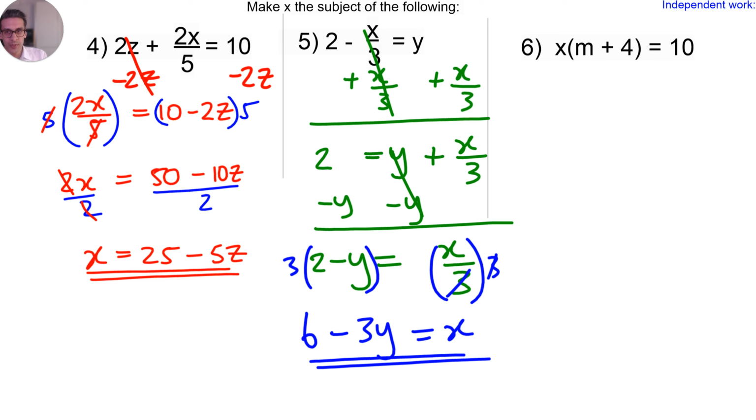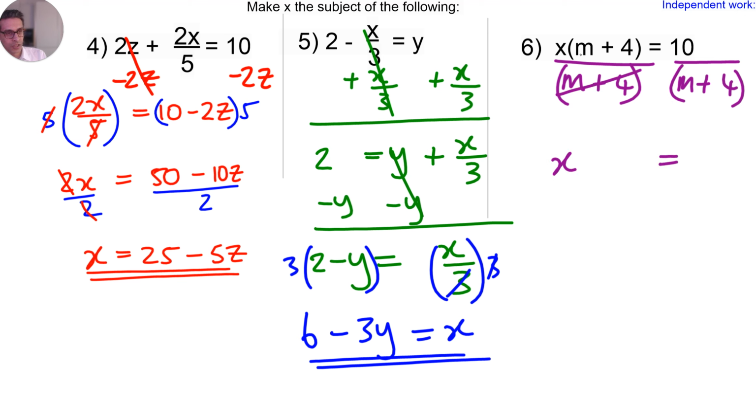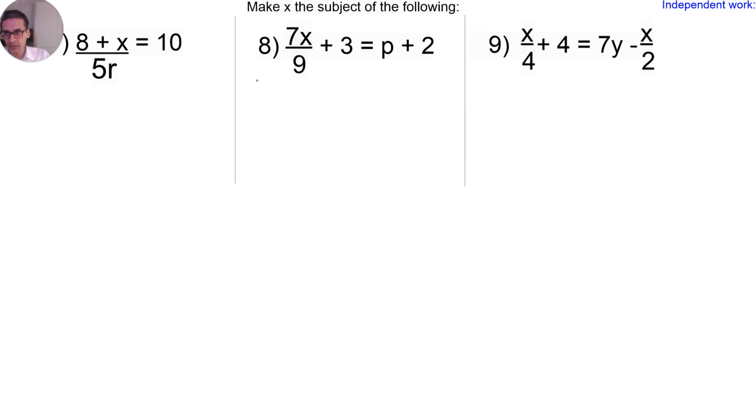Okay, question on the right, number 6. We need to isolate x, so we're going to divide by m plus 4. We're going to divide the right hand side by the same thing to keep equality. So this becomes x equals 10 over m plus 4. That is your final answer. Don't try to separate that into 2 fractions. That doesn't work. It's not 10 over m plus 10 over 4. That's not the same thing. Okay, last few questions.